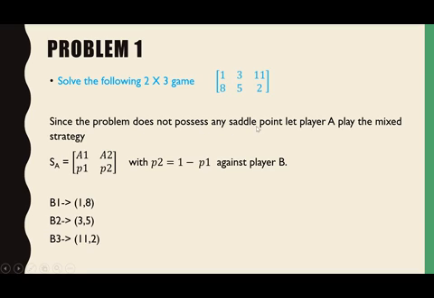Since the problem does not possess any saddle point, let player A play the mixed strategy SA, which is A1 with P1, A2 with P2, where P2 is 1 minus P1, against player B. First we are supposed to identify the pair of points for which we will be drawing the straight lines. The pairs of points are B1 with 1, 8, B2 with 3, 5, B3 with 11, 2.